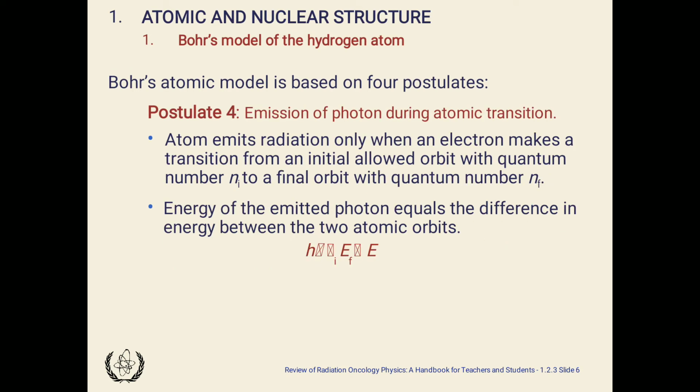Then the fourth postulate is all about emission of a photon during atomic transition. An atom emits radiation only when an electron makes a transition from an initial allowed orbit with quantum number n_i to a final orbit with quantum number n_f. So the energy of the emitted photon equals the difference in energies between the two atomic orbits, that is hν = E_i − E_f.